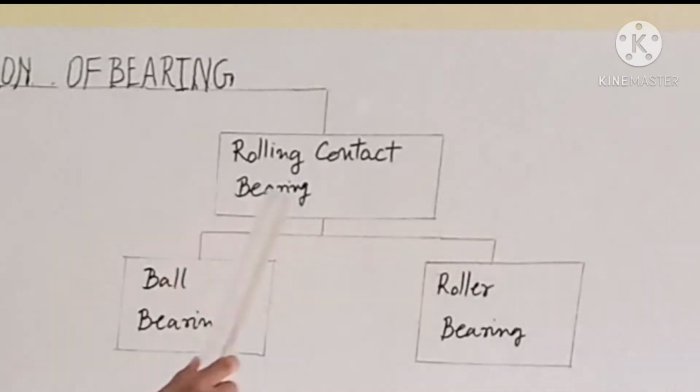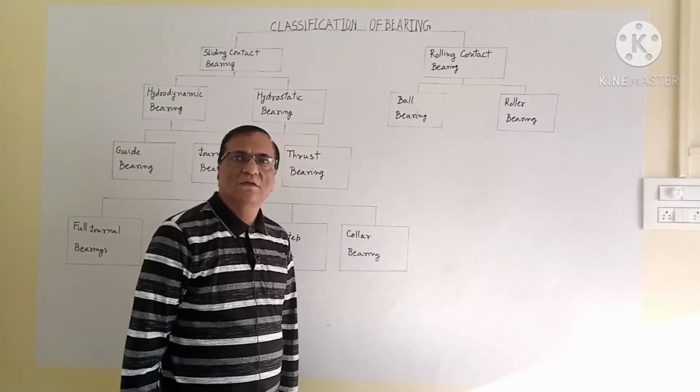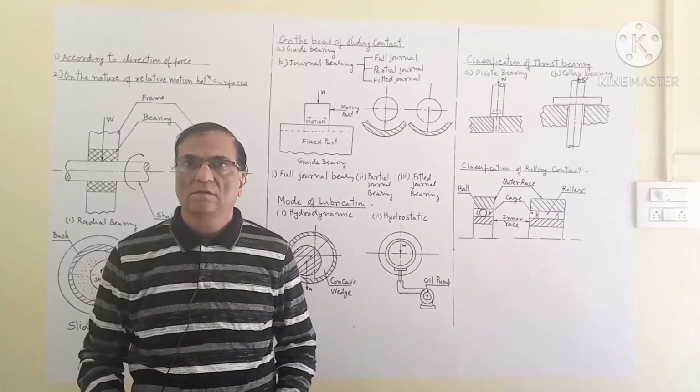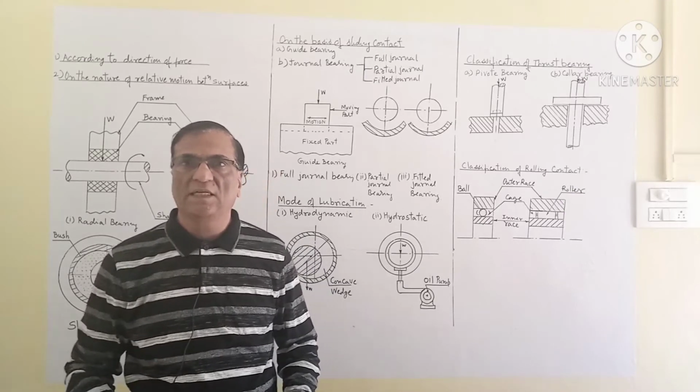Now, rolling contact bearings are broadly classified as ball bearing and roller bearings. This is the classification of bearings. Now, let us see the classification of bearings in detail.